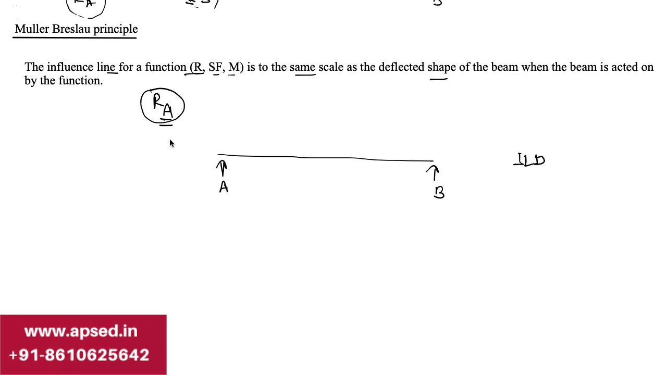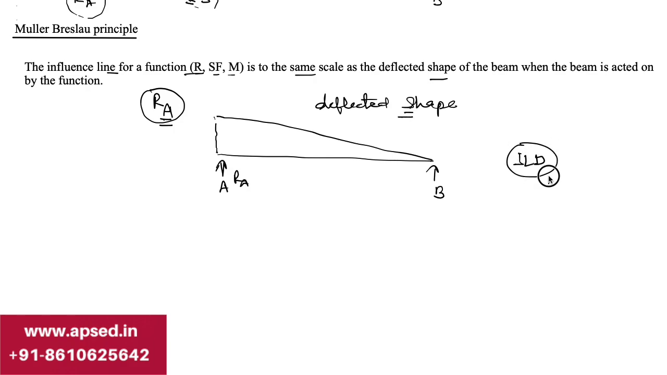So here, if we are finding the reaction at A, then let's apply RA on this beam. Normally the support will be there, but when we apply this function, we remove that support, or we remove the capacity to resist that function. So if we remove the support at A and apply RA, how will this beam deflect? It will become something like this. So this shows the deflected shape, and this deflected shape is nothing but the ILD for reaction at A. That is the basic meaning of this Muller-Breslau principle.